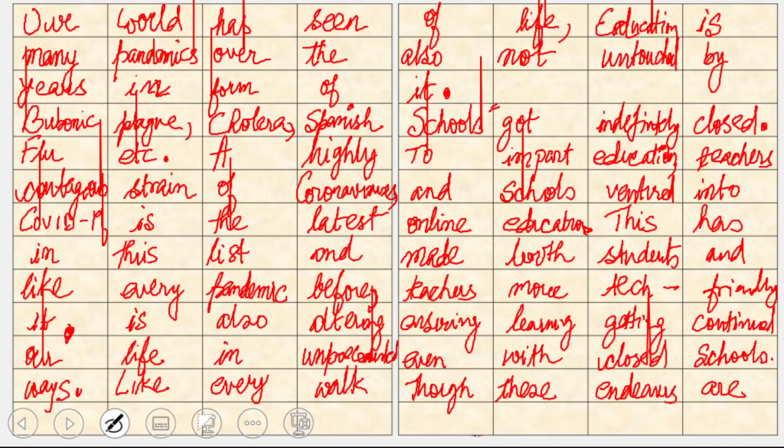Okay? Our world has seen many pandemics over the years in form of bubonic plague, cholera, Spanish flu, etc. A highly contagious strain of coronaviruses, COVID-19 is the latest in this list, and like every pandemic before, it is also altering our life in unprecedented ways. Like every walk of life, education is also not untouched by it. Full stop. Next para, the first para of the body.